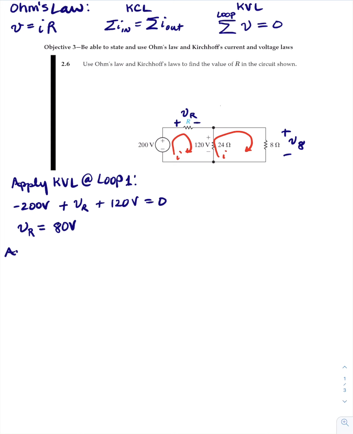All right, let's apply KVL at loop 2. We'll start at this node down here. So we're entering the negative terminal, so minus 120 volts. And we move around here to the positive terminal, plus V sub 8 is equal to 0. So V sub 8 is equal to 120 volts. Okay, so that takes care of both of the loops.